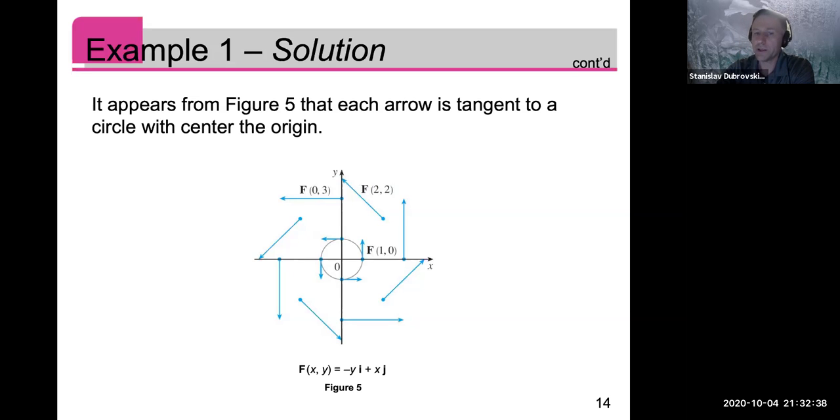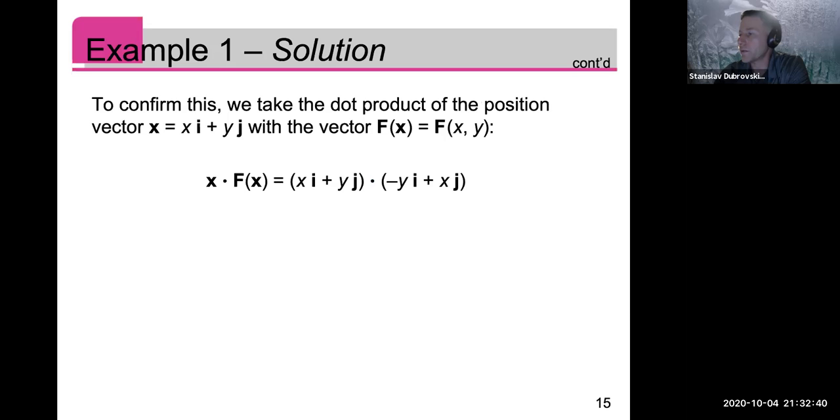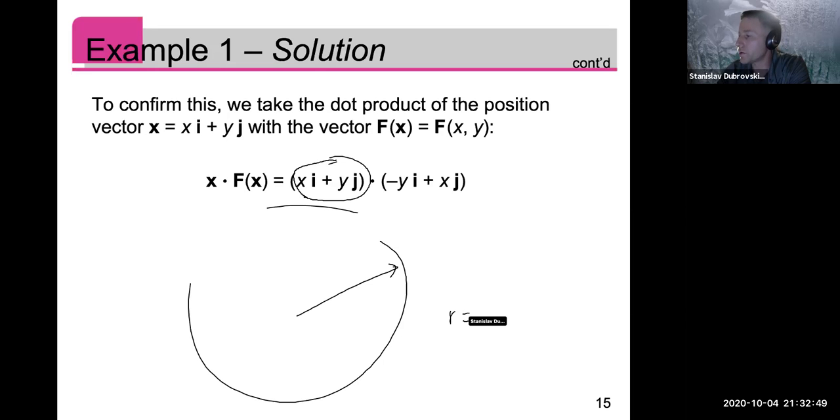So let's see, if we have that as a position point on the circle with radius r, so the radius of the circle is of course the square root of x squared plus y squared, then if it were tangent to that circle, there would be a 90 degree angle with the radius.